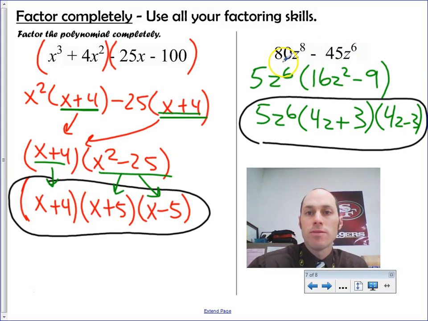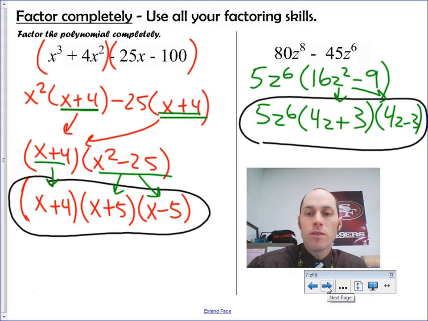Next one, look for the GCF. 80 and 45 are both divisible by 5. z to the 8th, z to the 6th, the z to the 6th. Leaves us with 16z squared minus 9. This has a degree greater than 1, so it's possible I could break it down further. Is it a difference of perfect squares since it's two terms? Yes, it is. Square root of 16z squared is 4z, square root of 9 is 3. Follow that sum and difference pattern.